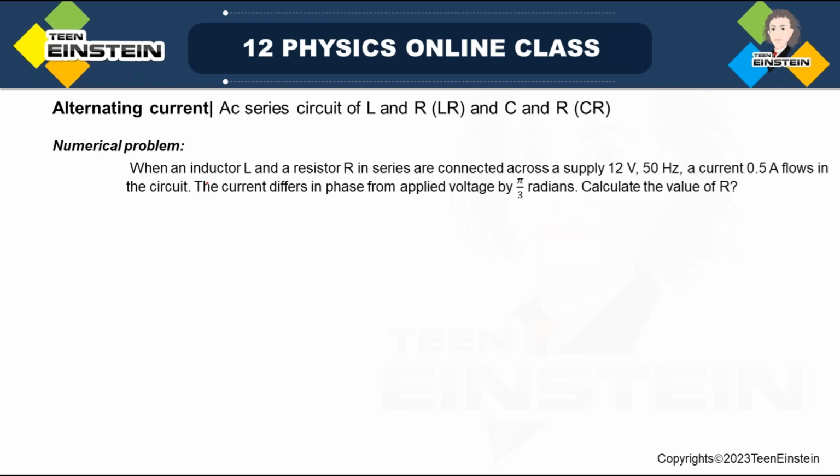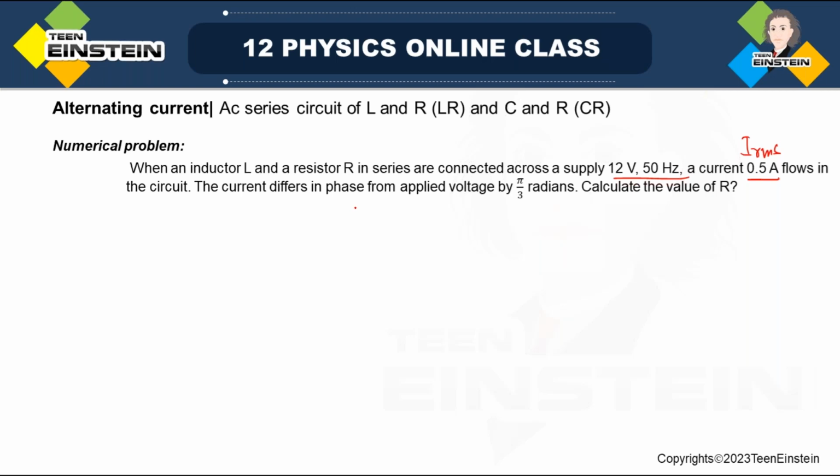So in this, there is a problem given here. When an inductor of inductance L and a resistor of resistance R are connected in series across the supply voltage, this sinusoidal voltage has a frequency of 50 hertz. Current is given. This current here actually is the RMS current. Okay, this is IRMS given.